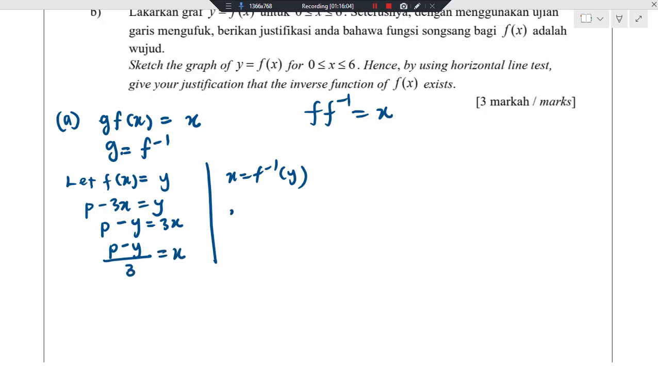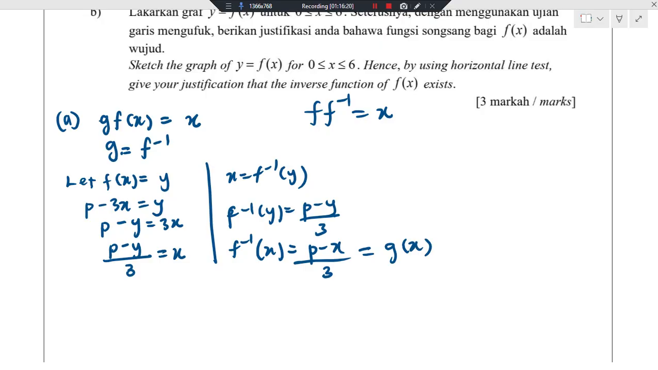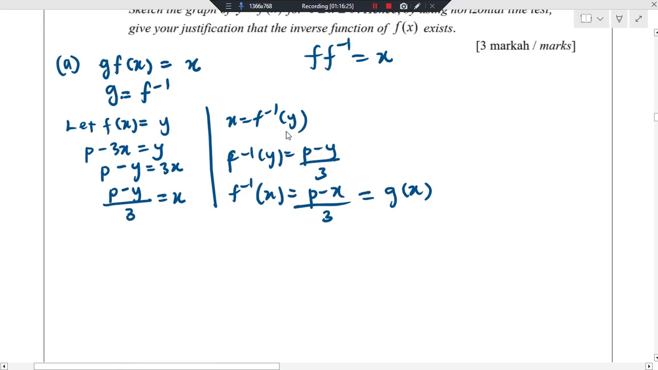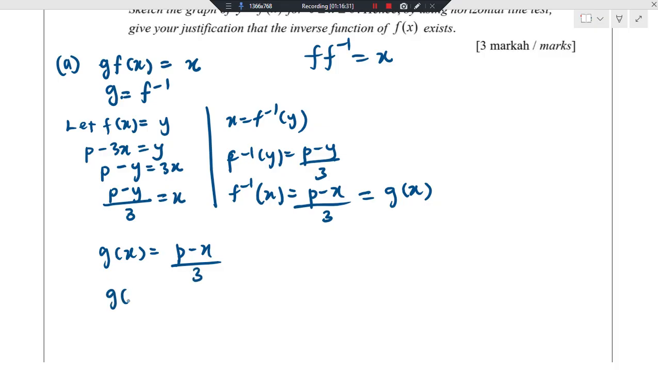Okay, now the question is, when you ganti g2, jawapan dia 5, faham? Sekarang gx kita apa dia? p minus x over 3. Kalau saya ganti g2, and jawapannya adalah 5. So, ganti dia p minus 2 over 3. So, p minus 2, 3 times 5 is 15. Betul? So, p adalah 15 campur 2. p adalah 17.